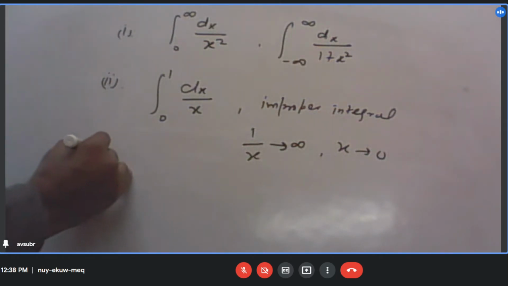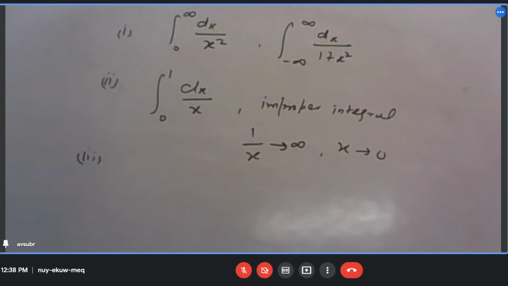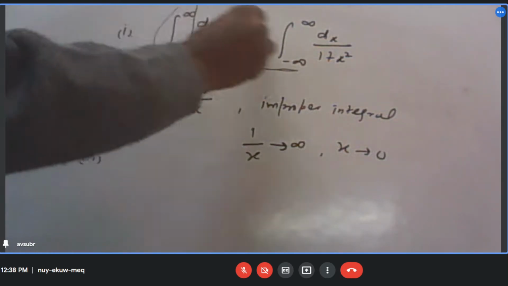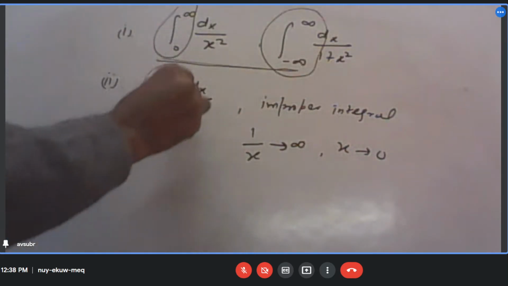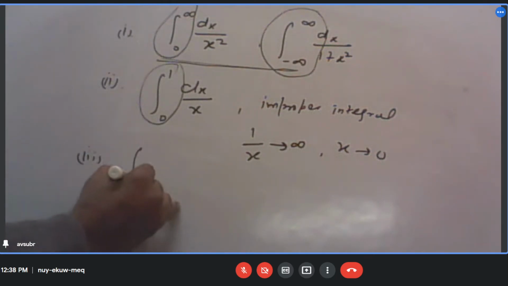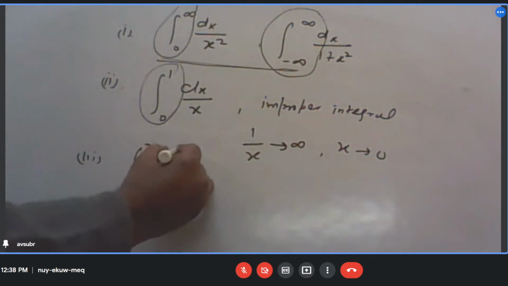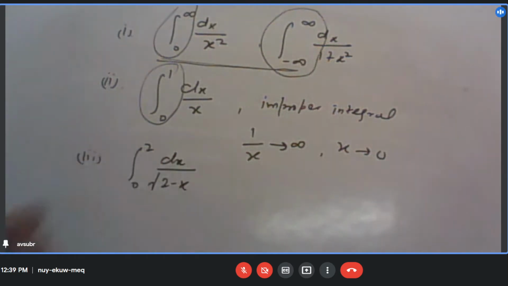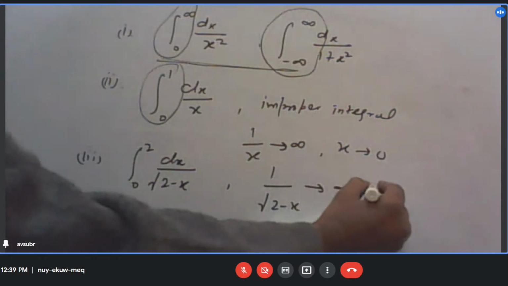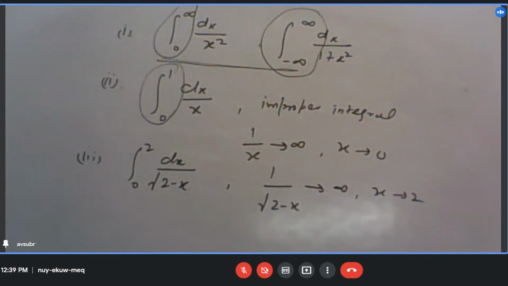Another example, let us take. Just pay attention to the limits, limits in this case and limits in this case. Similarly, let us say the integral from 0 to 2 of dx by root over 2 minus x. This is also an improper integral because 1 by root 2 minus x goes to infinity as x approaches 2.